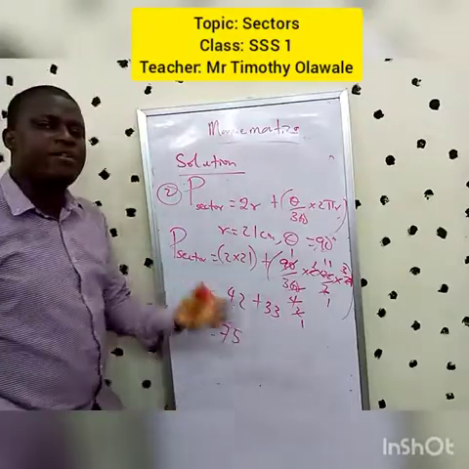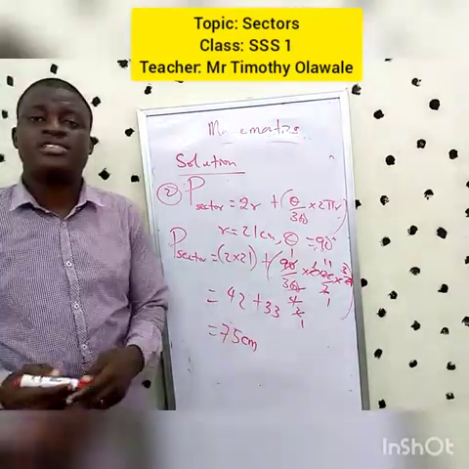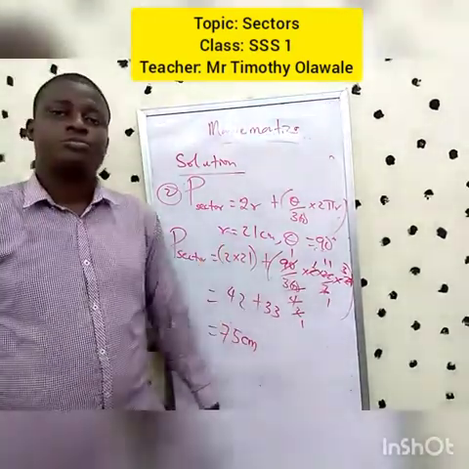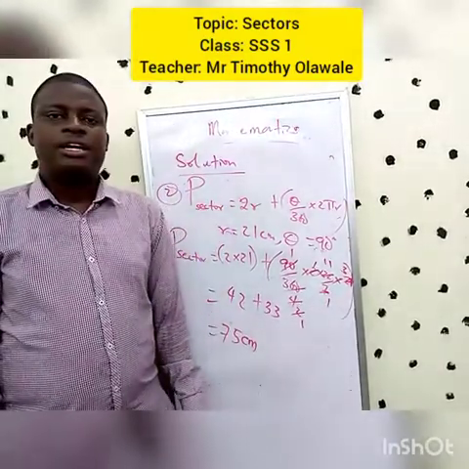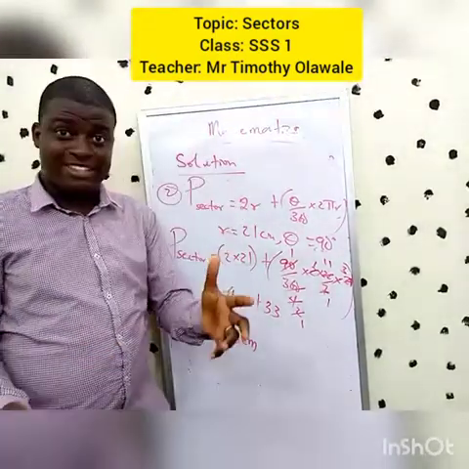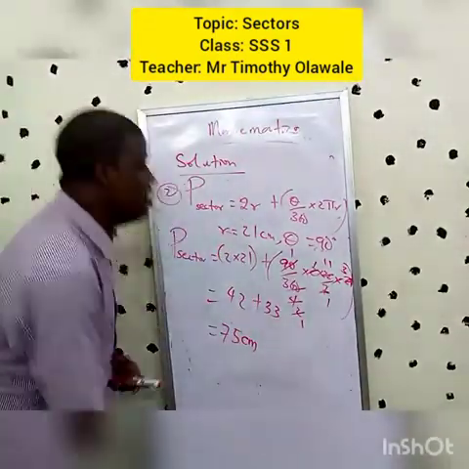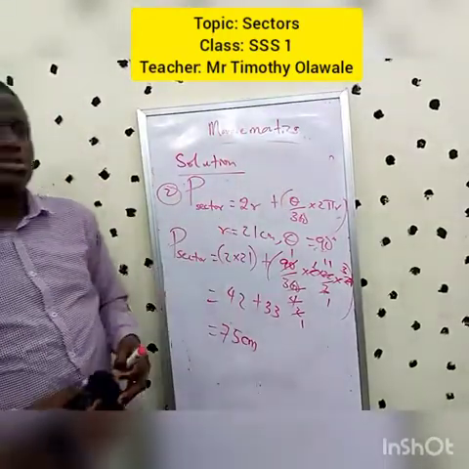Remember that we are finding perimeter, so it's 75 centimeters. Is that clear? It's 75 what? Centimeters. Okay? Right, so that solves the question. Is that clear? Okay, so I believe this is clear, right? Let's go to number 1, which we were supposed to solve first, but I felt I should take this first.